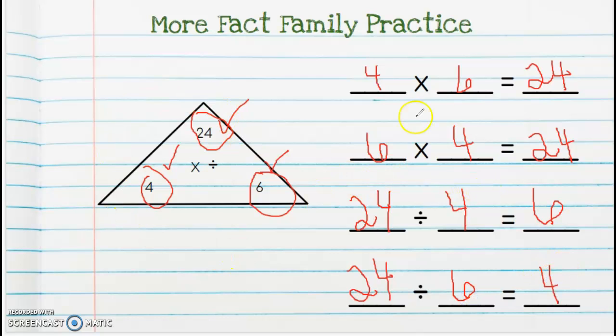Okay? Remember, I'm using the same 3 numbers, guys, the same 3 numbers. Multiplication ends with the larger number. Division starts with the largest number.